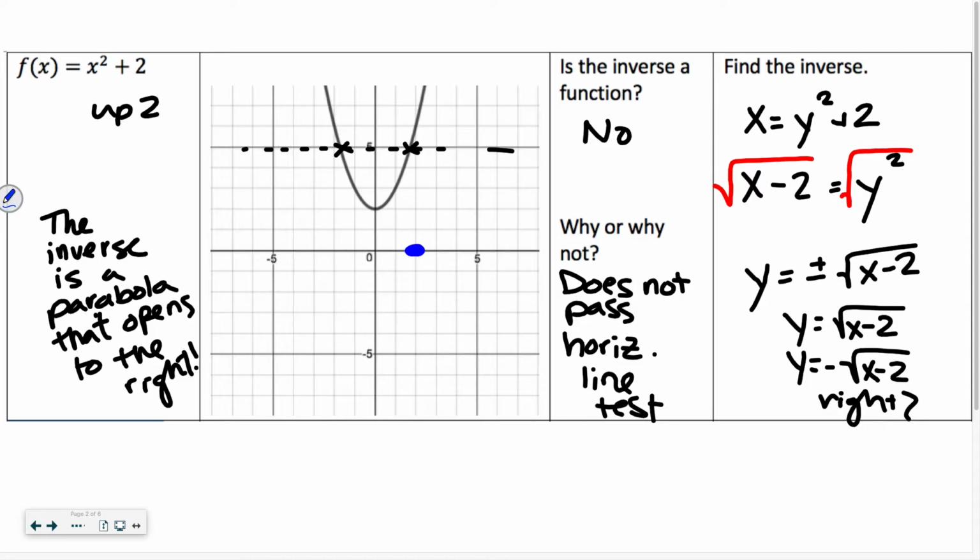Moves right 2, and then I can use for the positive, I'll go up 1, right 1, up 2, right 4. For the negative square root of x minus 2, I'll go down 1, right 1, down 2, right 4. Those are points on the parent graph reflected.